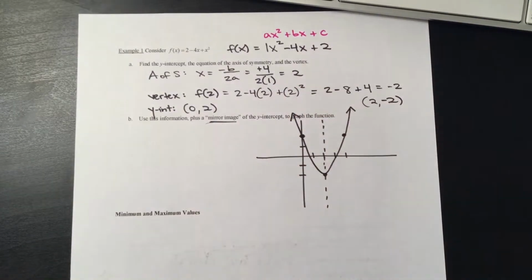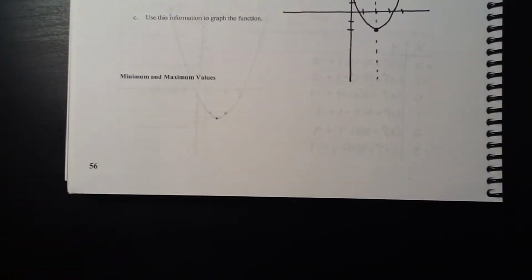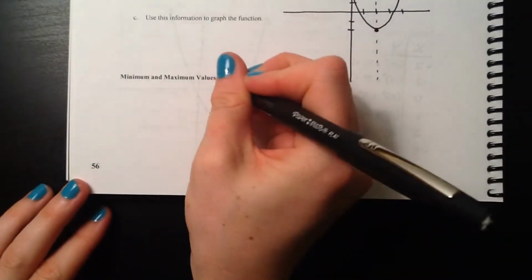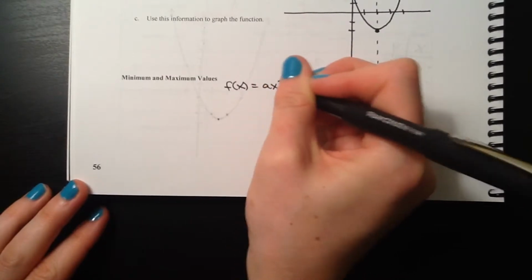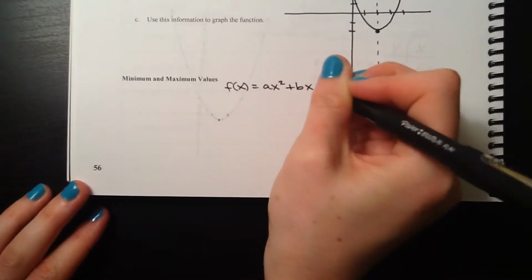Okay, so that's your graph. In the first video I mentioned that the vertex could either be the lowest point or the highest point. In this video we're going to learn how to distinguish between the two. Just as a reminder, I'm going to write our quadratic equation right here, so I can reference back to the variables and the letters.